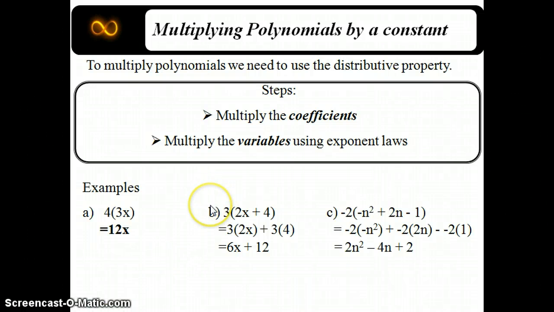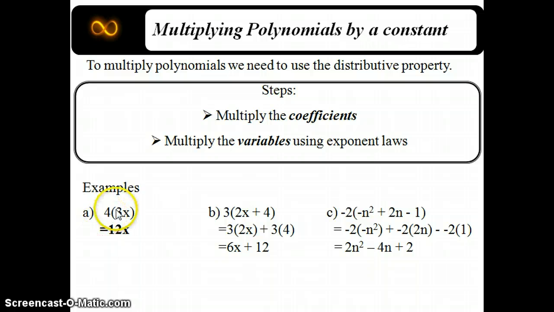In this video we're going to talk about multiplying polynomials by a constant, or a monomial multiplied by a monomial or binomial. So what we do for the different steps, we just multiply the coefficient numbers and then we multiply the variables using the laws of exponents.